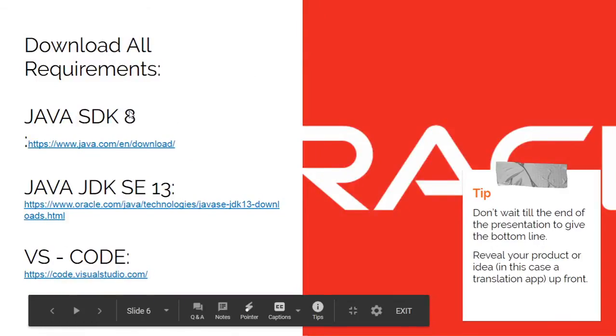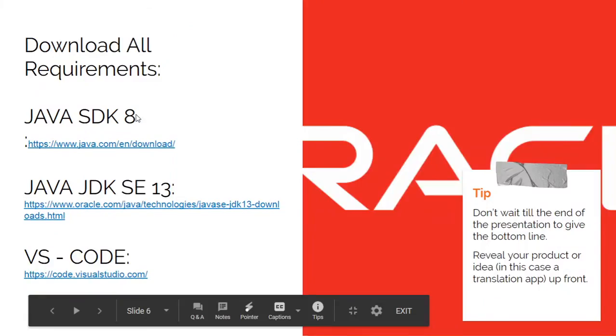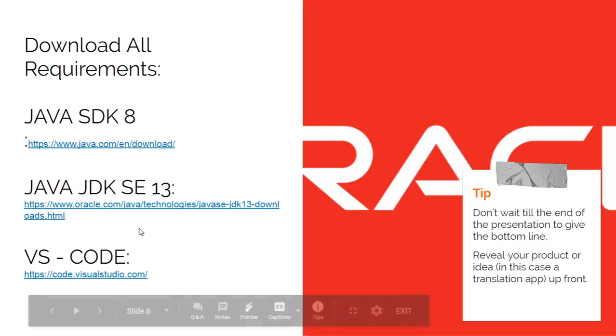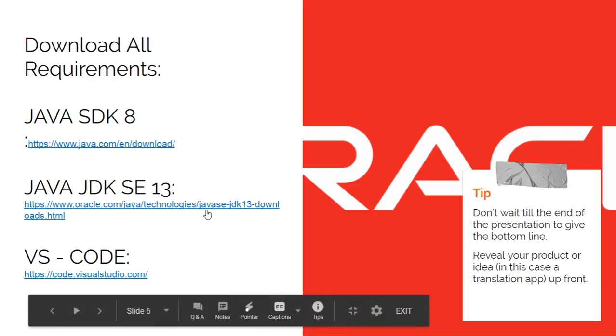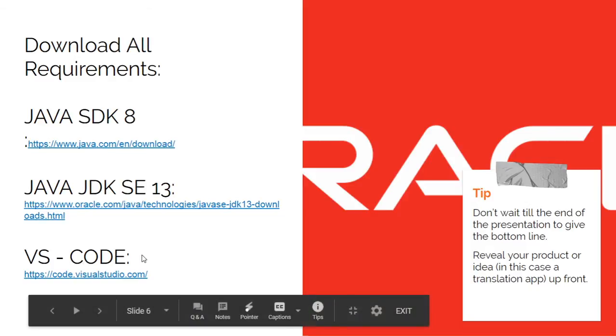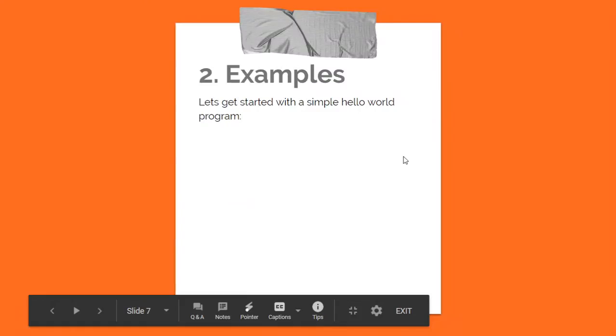Okay, so these are the download links. You can go to java.com to download Java, the runtime. To download the development kit, go to oracle.com/java/technologies/javase-jdk13-downloads.html. To download Visual Studio Code, just go to code.visualstudio.com. Okay, let's move on to our next slide.